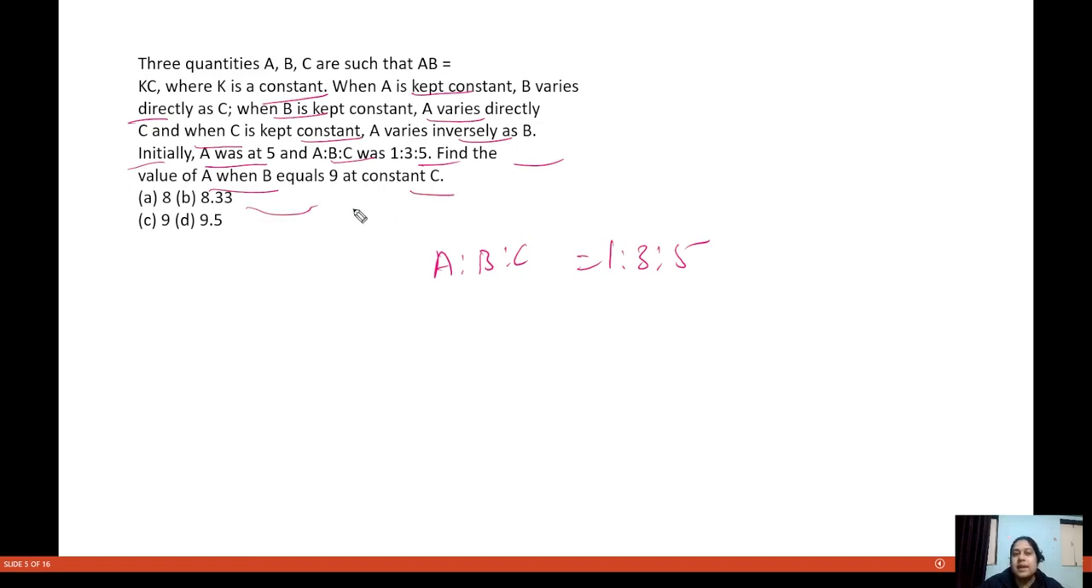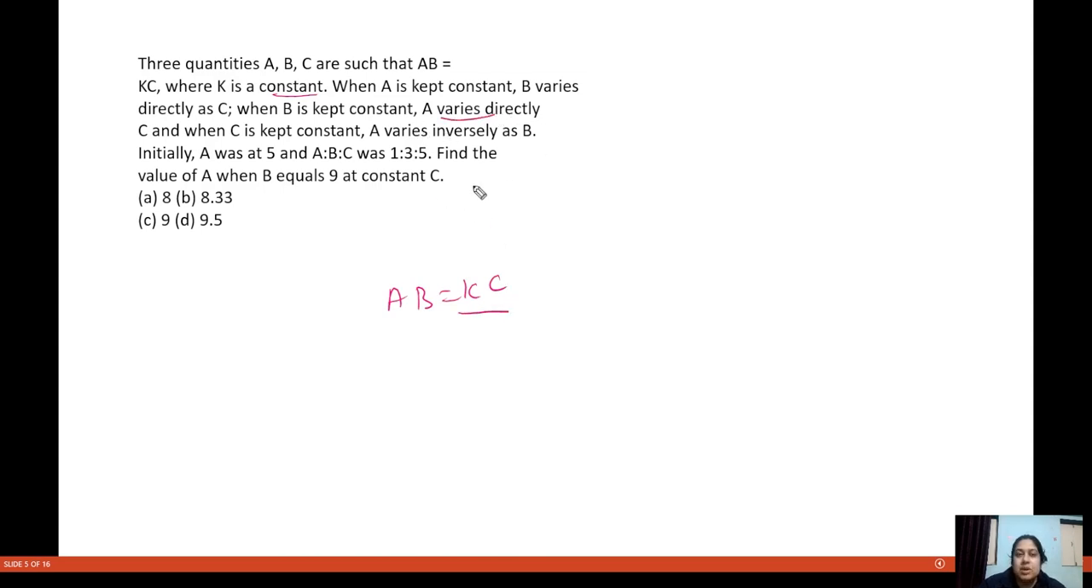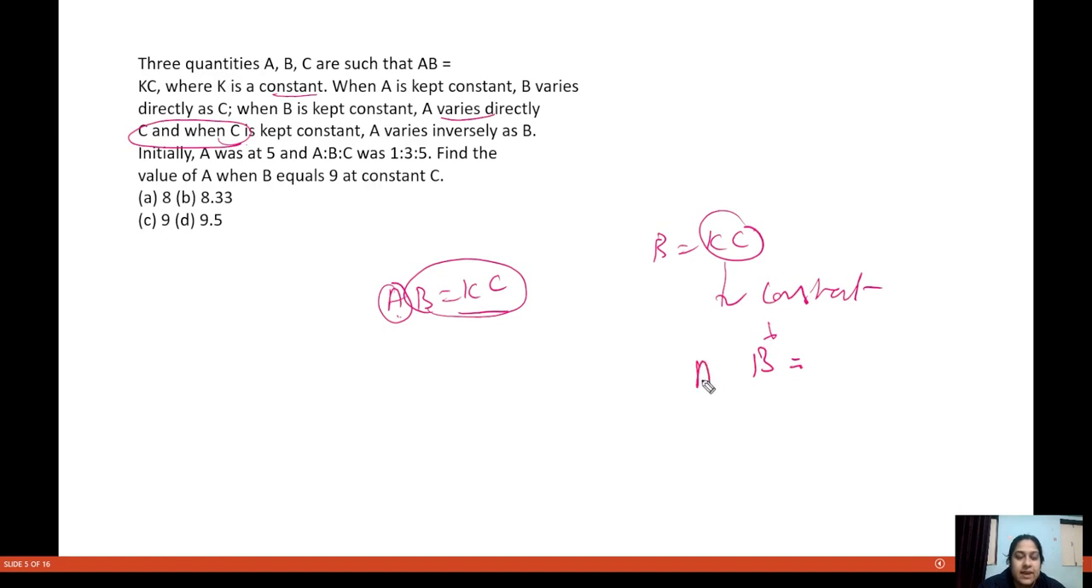So, what is asked in this question? Read the question again and again. Three quantities A, B, C are such that AB is equal to KC. When A is kept constant, B varies directly as C, because B equals KC, and K is a given constant. And when B is kept constant, A varies directly as C. That is also true because you keep this constant, so you have KC. Because K is constant, A is directly proportional to C, and A varies inversely as B.